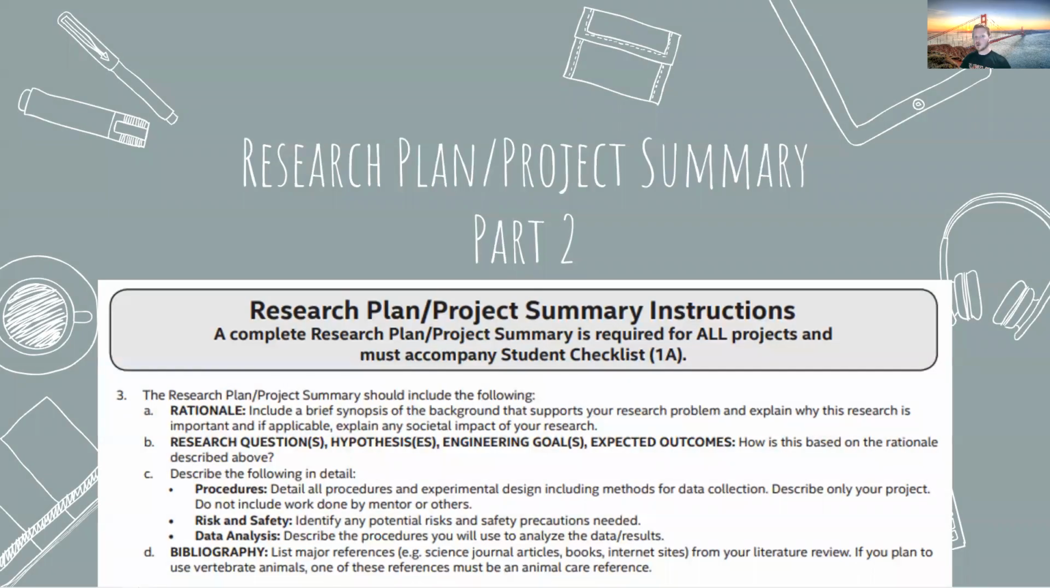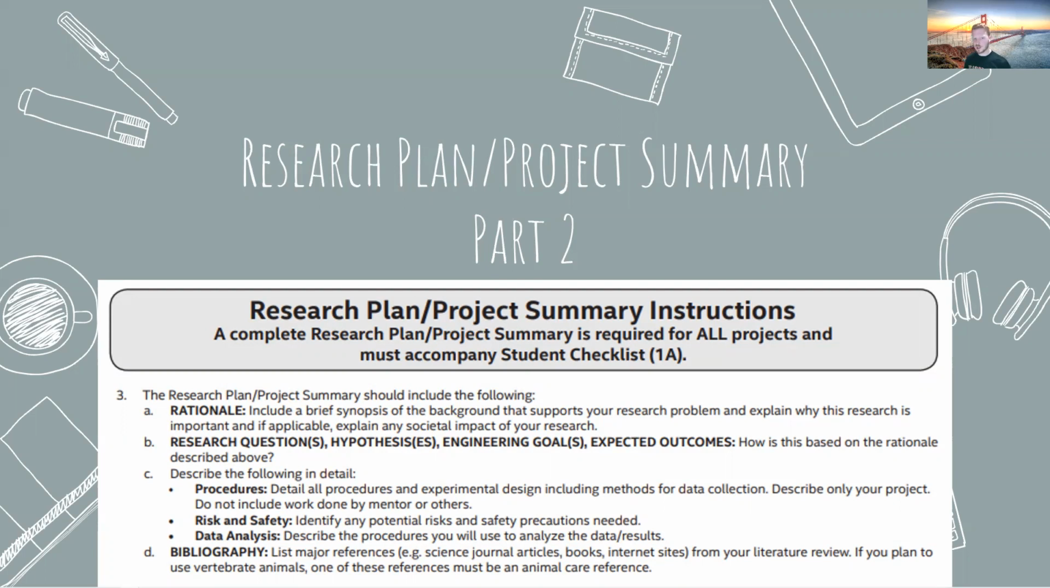The research plan / project summary part 2 goes on to number 3, which says the research plan / project summary should include the following. Now this goes on to detail the individual parts that need to be included in your research plan. The first part is the rationale. This is a brief synopsis of the background that supports your research problem and explains why this research is important, and if applicable, you need to explain the sociological impact of your research.